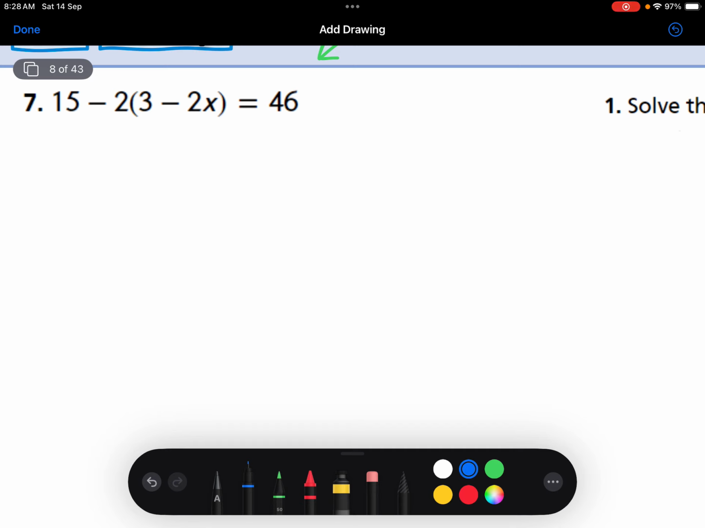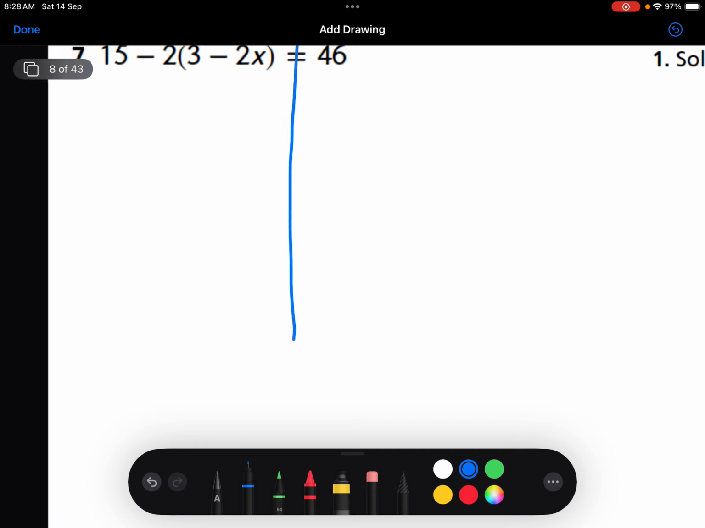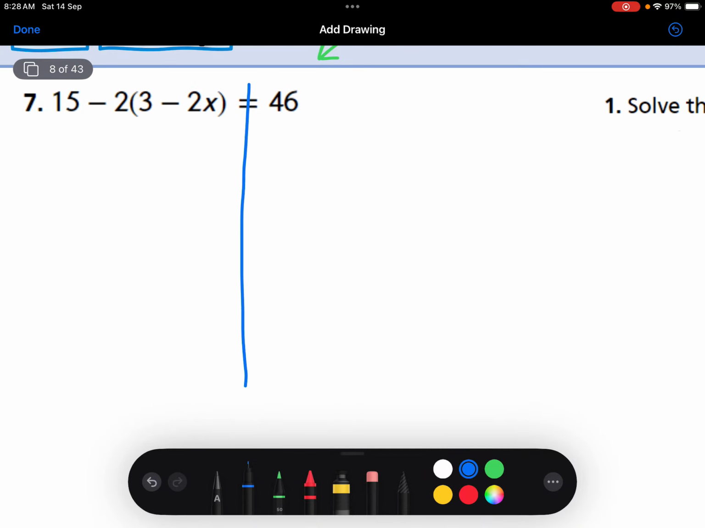Now again, first of all, split your equality into 2 parts. And then here, this is my variable x. You have to look for the operation, or the number, that is far away from x. So apparently 2 is the closest and 15 is the farthest.